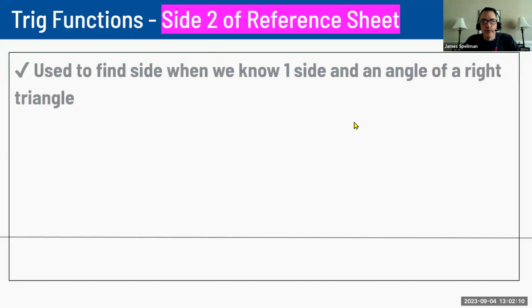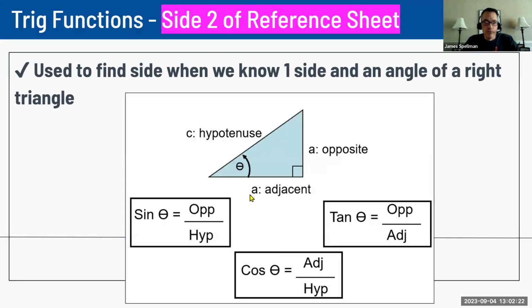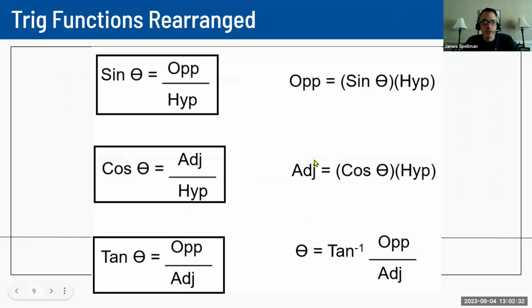Now, on side 2 of our reference sheet, we've got these trig functions. These things that I'm about to go over, we don't need to memorize, but this is what we need to do when we're trying to find a side, and we know a side and an angle. Today, we're going to know the hypotenuse and the angle, and we're going to try to find the two other sides. These are the formulas that we see on our reference sheet. We don't have to memorize them.